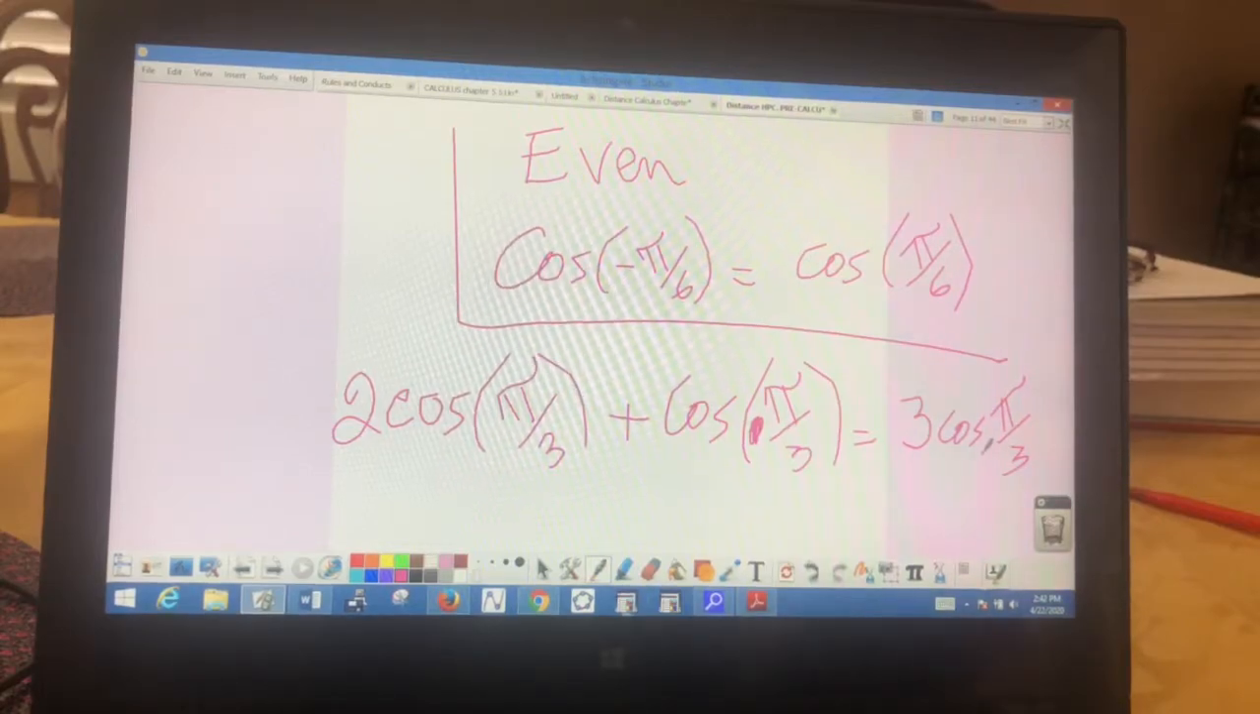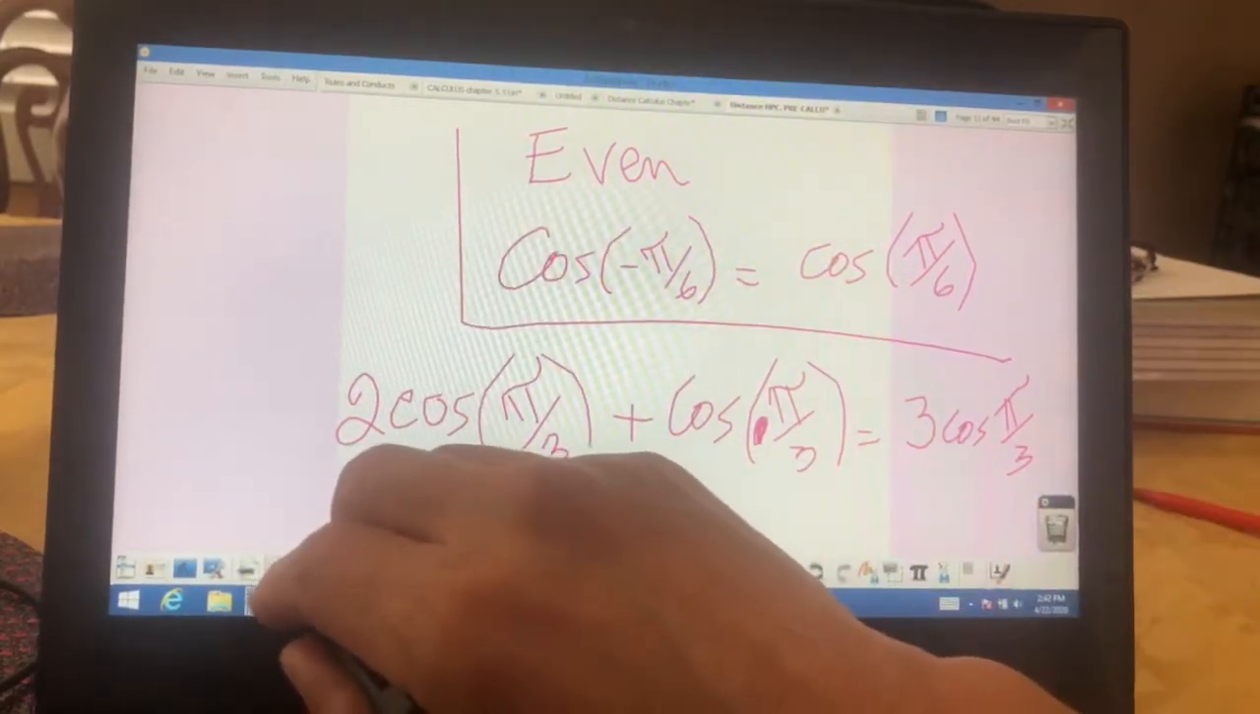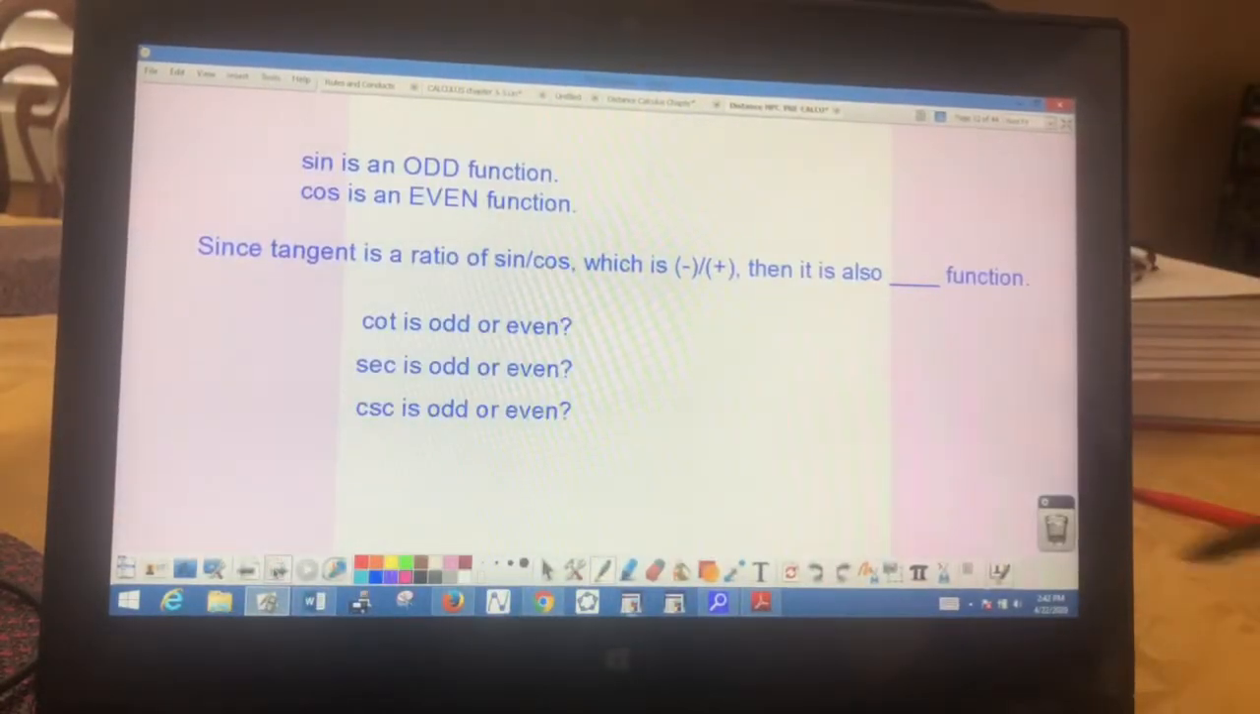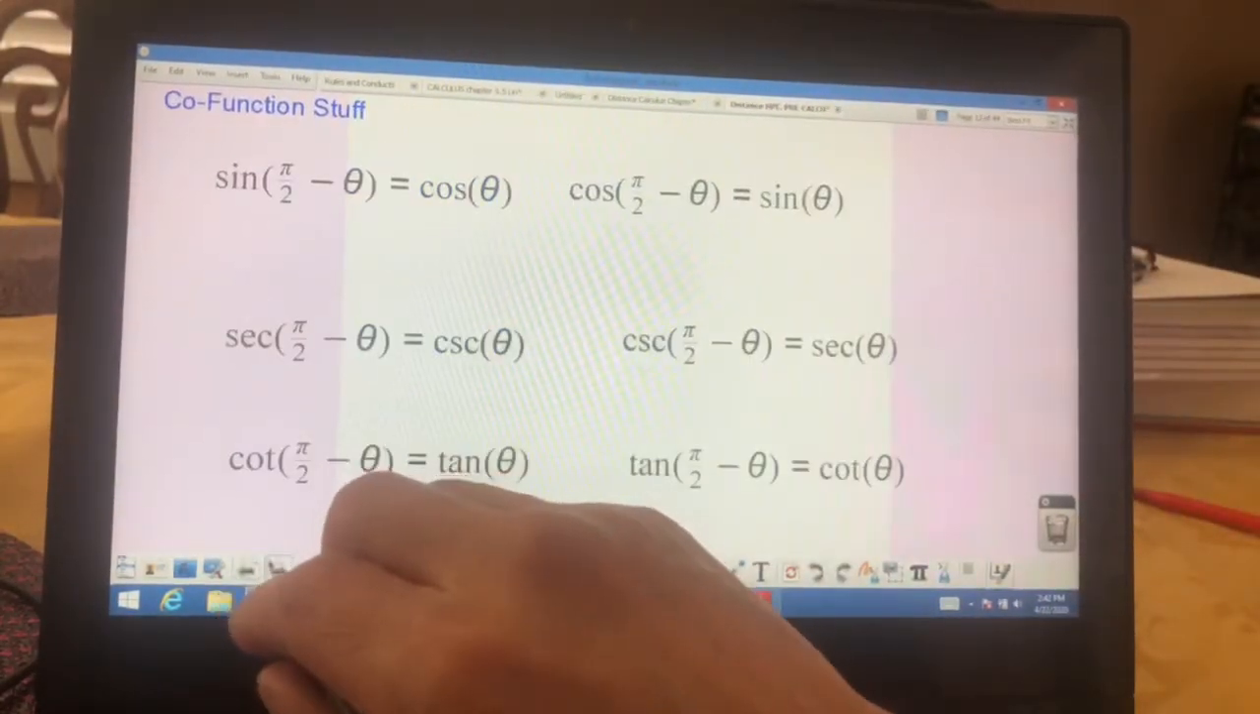Nobody's going to tell you when it's odd or even. You have to know that by yourself. You have to notice, is it a sine or cosine? Sine is odd, cosine is even, if there's a negative inside. If there's no negative in it, there's no need to talk about it. Don't pay attention to it, okay? All right, so I think we're on the same page.